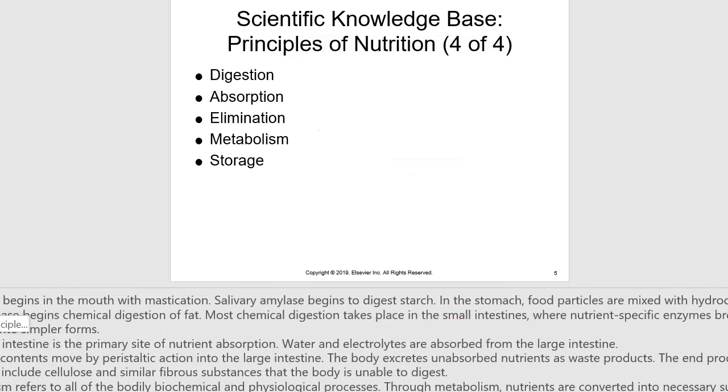So last slide with our scientific knowledge base, remembering that digestion begins in the mouth with mastication, chewing, that the amylase in our saliva begins to digest starch, carbohydrates, and then in the stomach, food particles are mixed with hydrochloric acid, and the gastric enzyme lipase begins chemical digestion of fat. And most chemical digestion takes place in the small intestines, where they have different types of enzymes for different nutrients to break that food down so that we can absorb what we need.